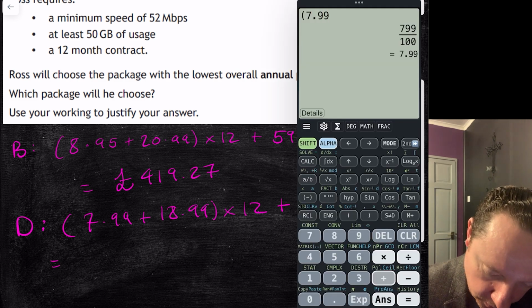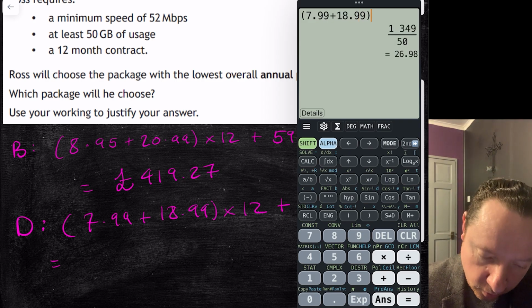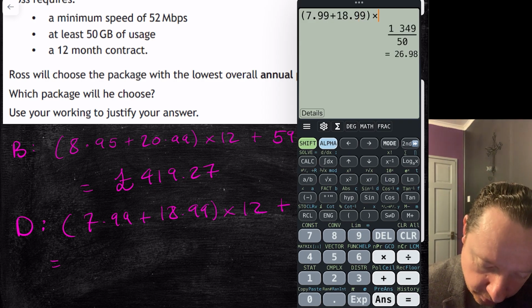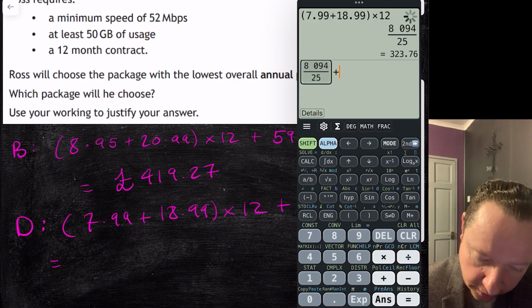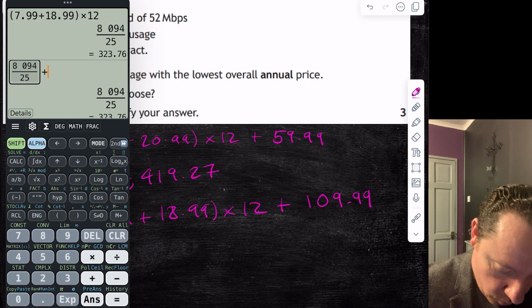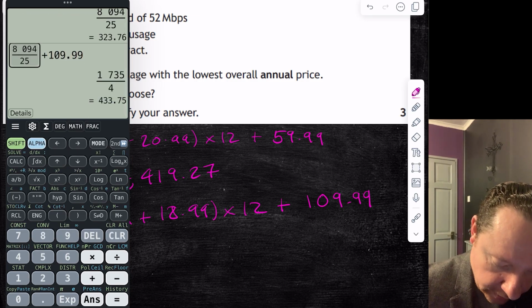£7.99 plus £18.99 is £26.98. You can take a note of that if you want, or since I've used brackets, I can just press times 12. That gives me £323.76. And then add on the initial fee of £109.99. Then we get a grand total of £433.75.